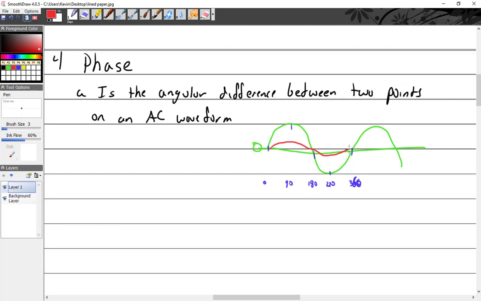Right? And if it does the same thing, and it matches the zeros, and it matches the peak, and it matches down here, that is in phase. So the angular difference between anything is the same. Where's my peak amperage? Right there. 90 degrees. Where's my zero amperage? 180. Where's my negative peak? 270. And my back to 0. So that's in phase. Right?